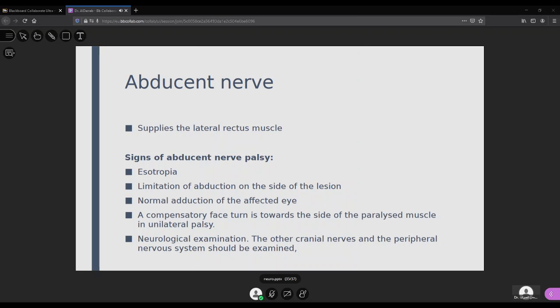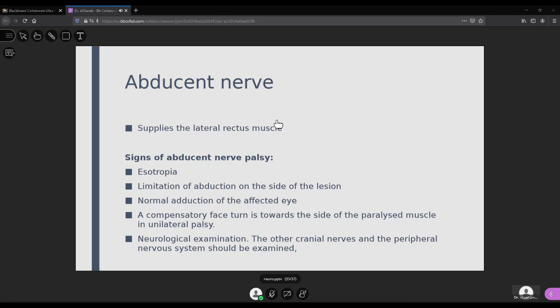Abduction is very easy. It's only for the lateral rectus muscle. Signs of abducens palsy: it's as if you are losing the lateral rectus muscle. He gets esotropia, limitation in abduction, normal adduction, and compensatory head face turn. Now this is face turn, not tilt. Face turn toward the side of the paralyzed muscle in the unilateral case.